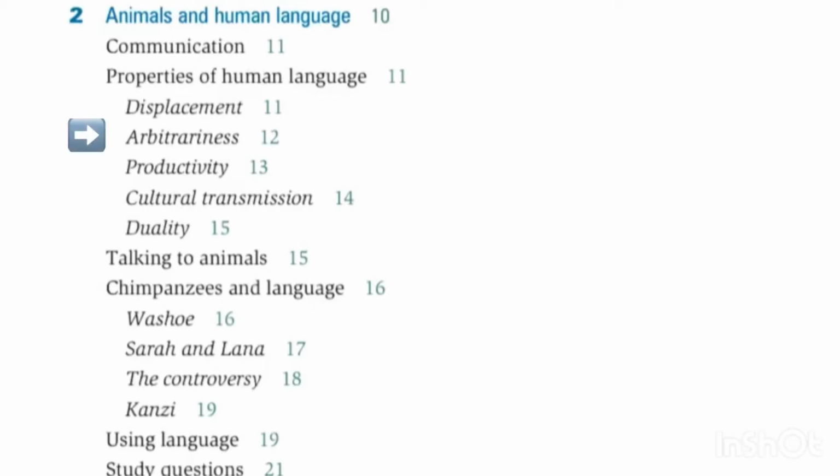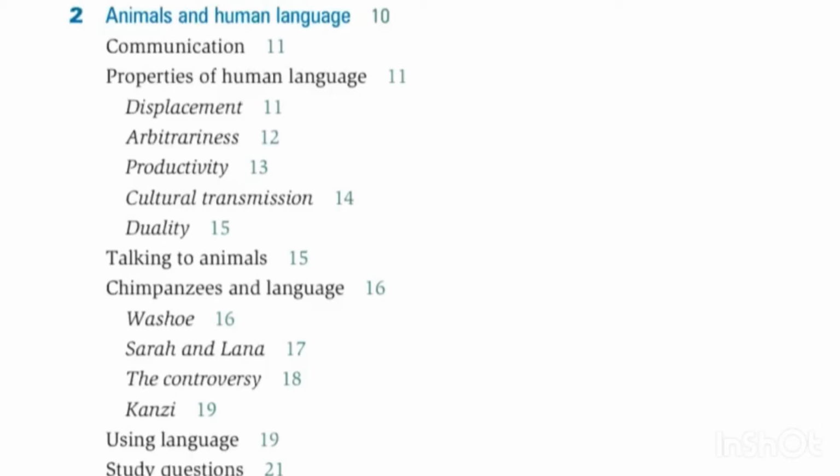Now we are moving to arbitrariness. Arbitrariness means that there is no connection between a linguistic form and its meaning. For example, an Arabic example, kalb. Kalb means dog, but an English native speaker will never know it until he finds its meaning, because the word does not define its meaning. So in many languages there is no connection of a word with its meaning.